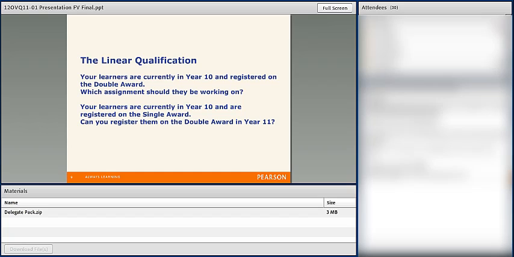So you can register them on the single award now and get units 1 and 2 out of the way in year 10. And then in year 11, you re-register them onto the double award and they can do units 3 and 4. But I need to clarify that if they are currently in year 10 and they are registered on the double award, they cannot enter any unit until June 2014.